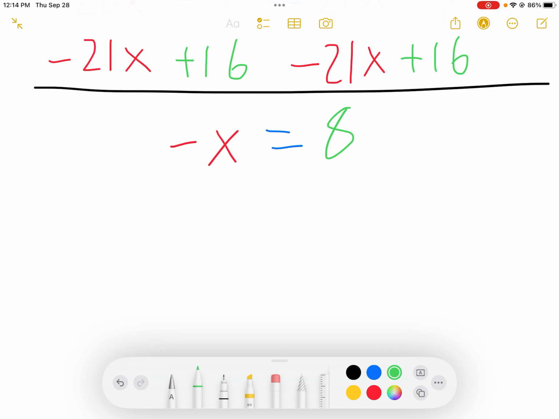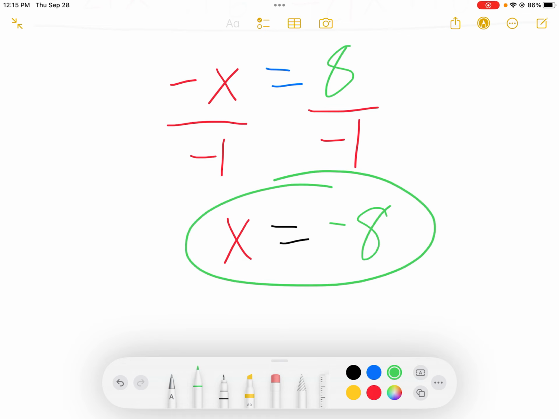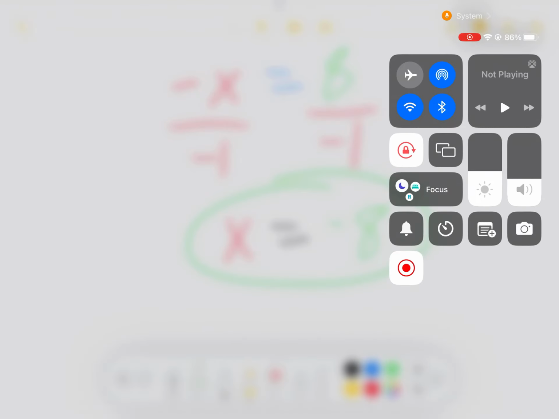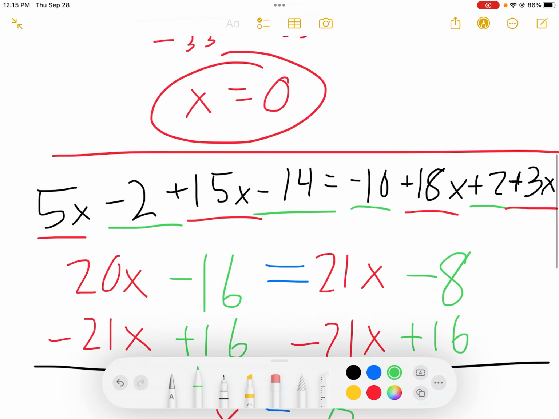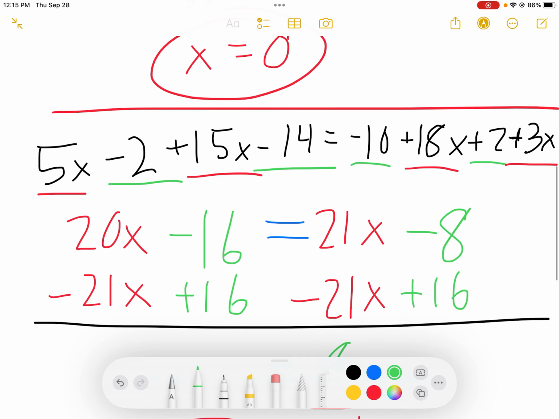But what you can do, if you want to formalize that, is divide both sides by negative 1. Divide them both by negative 1, because negative divided by negative gives a positive, and you're left with just x. That'll equal the constant negative 8. And that's the answer. Just to review, this means you combine like terms and then treat it as the same equations that you had in the past. Just combine like terms on both sides.